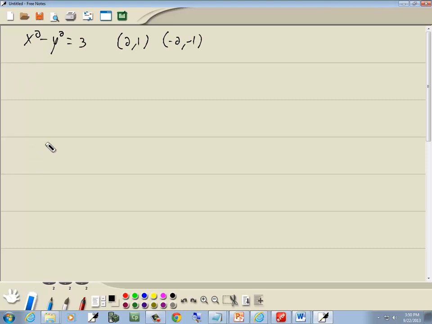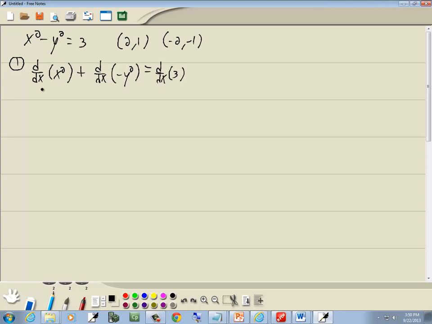And let's try that again. There we go. Well, I'll take the derivative of everything where it's sitting. So we'll take the derivative of x squared with respect to x, plus the derivative of the negative y squared with respect to x, and the derivative of 3 with respect to x.